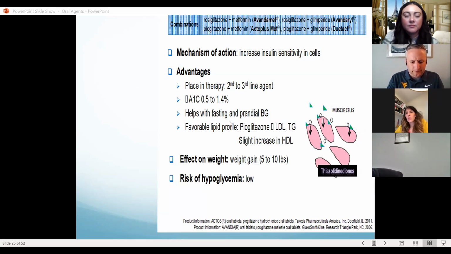Think of most of the oral agents as lowering your A1C 1%, maybe 2%. Can help with fasting and prandial blood glucose, favorable effect on lipids. Not so great with weight gain. It can cause fluid retention, so not the greatest for cardiovascular patients or heart failure patients. And then there's a low risk of hypoglycemia with this class. Next slide, please.